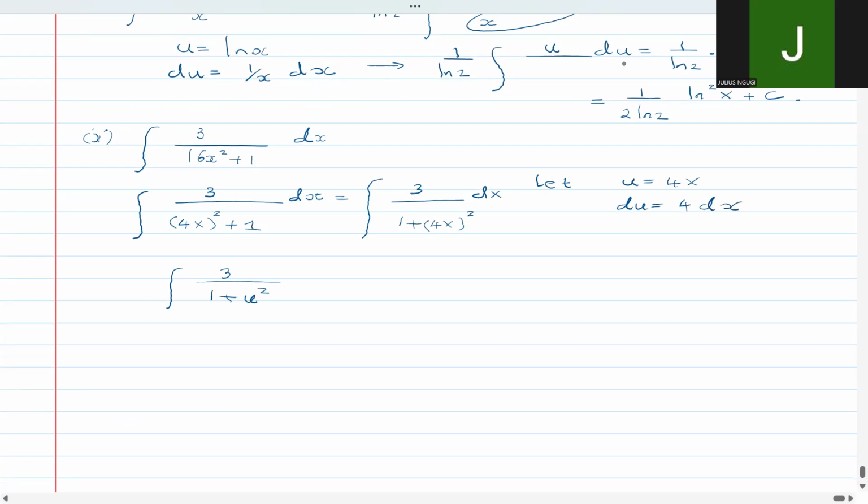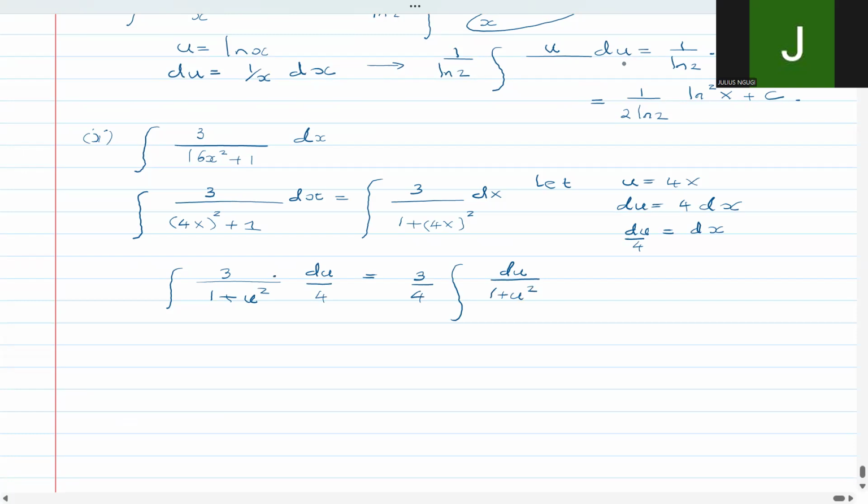Then we multiply by dx on both sides. So if we were to isolate dx, we'll have du over 4 equals dx. That means that our dx is du divided by 4. I can put a division here, divided by 4. So that means I can factor out 3 divided by 4. Those are just numbers. Then you're integrating a function of u, 1 over 1 plus u squared.